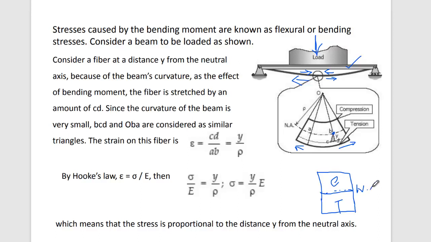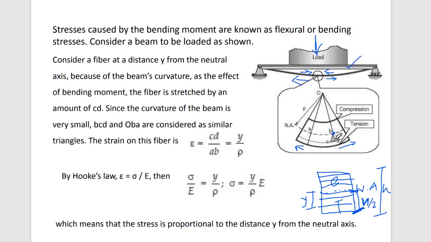Suppose this is the neutral axis, and you are selecting the fibers. In the beam there are so many fibers; you can consider any one, it's up to you. You consider the fiber distance y from the neutral axis. If I select the topmost fiber, that distance would be h by 2. Why? If the total depth is h, then from the neutral axis to the uppermost fiber the distance would be h by 2. So consider a fiber at distance y from the neutral axis.